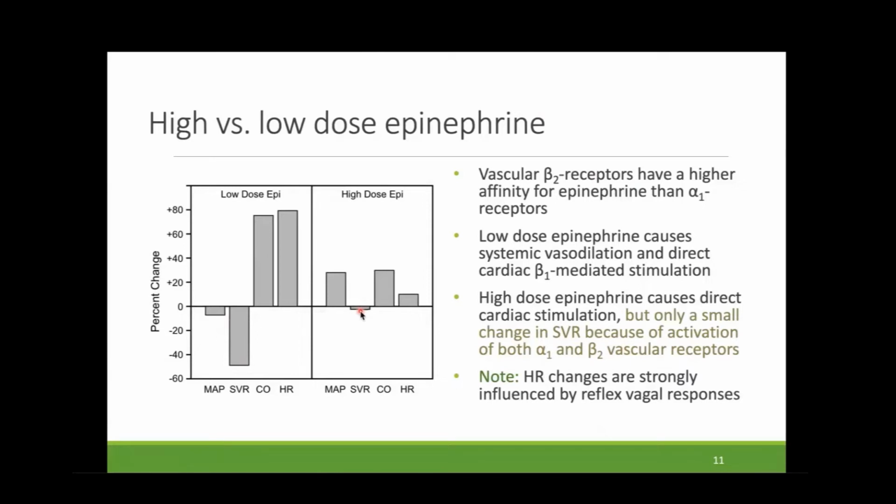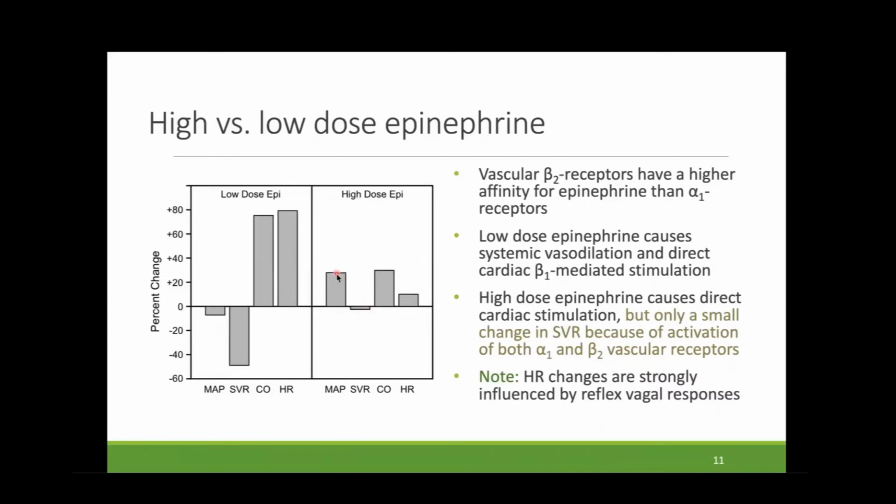So now we have two mechanisms operating, a vasodilatory mechanism and a vasoconstrictor mechanism, and they kind of cancel each other out. So what you need to keep in mind here is that vascular beta-2 receptors have a higher affinity. Now we're talking about pure pharmacology here. These receptors bind epinephrine more avidly at a lower concentration than the alpha-1 receptor. So there's a difference in affinity for epinephrine, and that explains the difference in vascular responses between the low and high dose.